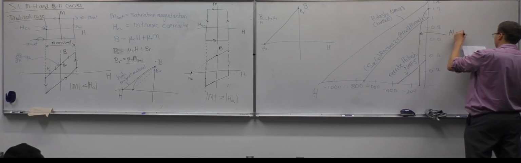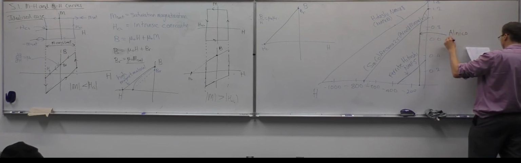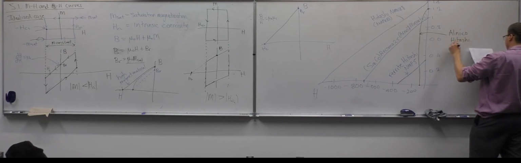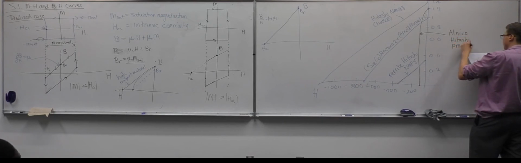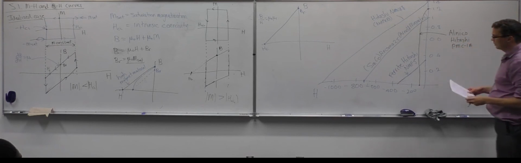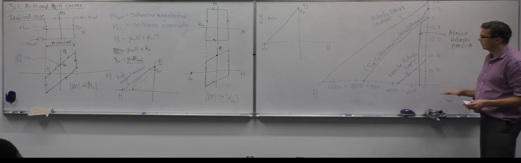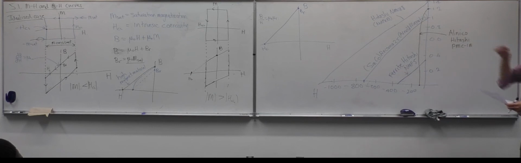So this is Alnico. This is also Hitachi. It's a good advertisement for Hitachi. PMC1B. I bought some Hitachi ferrite magnets a while back. I think that's why I was using all of this.